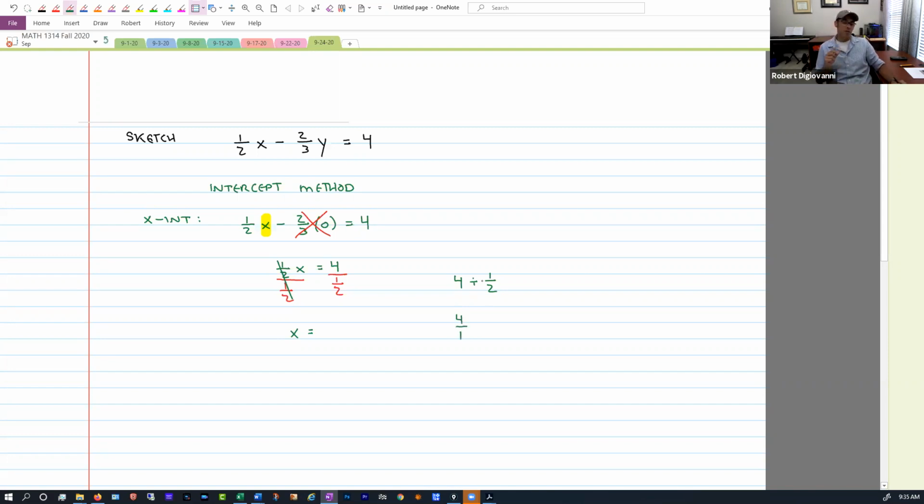And this is where you do the keep-change-flip thing. We keep the 4 as a 4. We change division into multiplication. We flip the second fraction over, so it becomes 2/1. Then we multiply straight across, and we get 8 over 1, which is just 8. I did this on the side just to make sure we understood what we were doing here. The right-hand side is going to turn into 8.